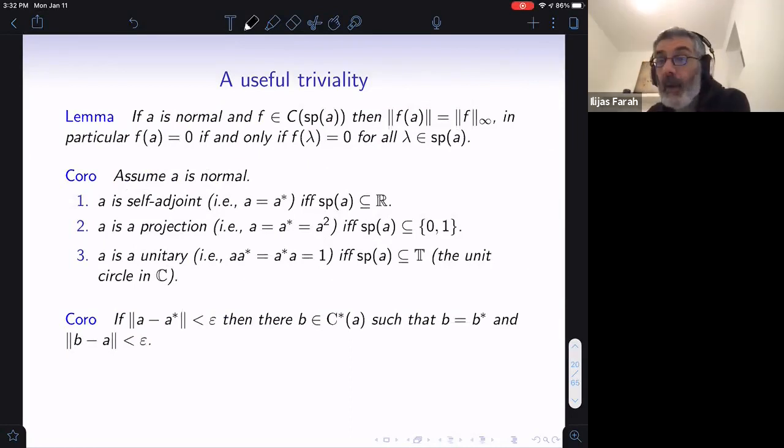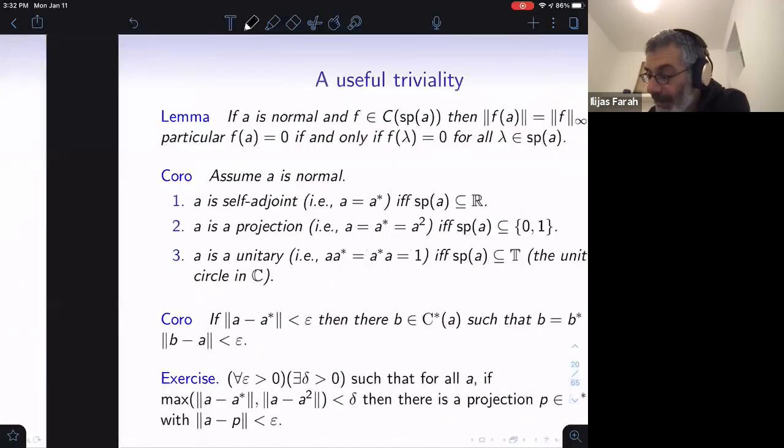If you have an operator somewhere in some C*-algebra which is within epsilon of its adjoint, then there is a self-adjoint element in the algebra generated by A which is within epsilon of it. And the proof is: just take A plus A star over 2 and check it works, right? So this is self-adjoint and the difference is going to have norm less than epsilon. So every approximately self-adjoint element is close to a self-adjoint element.